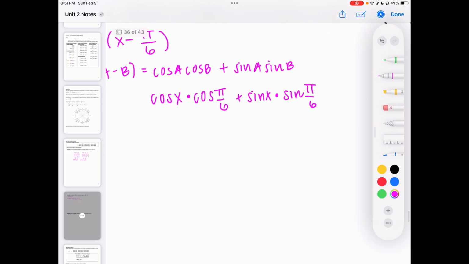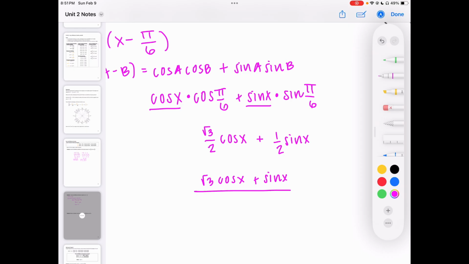Now, there's not much I can do with these guys, but I can go ahead and simplify cosine pi over 6. Okay, I know that pi over 6 is also 30 degrees, so I know that this will be root 3 over 2 times cosine of x, plus I know that sine of pi over 6 is 1/2 times sine of x. So I can write this over one denominator of root 3 cosine x plus sine x, all divided by 2. Okay?